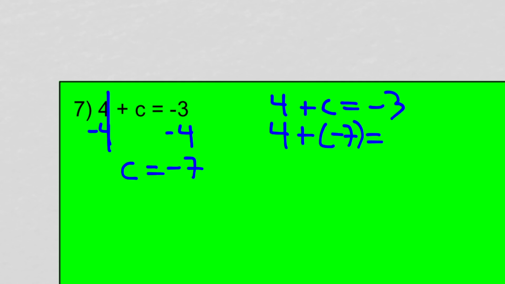On the other side, or to check it, write down the original equation and replace the c, in this case, with negative 7. And then ask yourself, does 4 plus negative 7 equal negative 3? Sure it does. And if you get that same number on both sides, you're good. C is equal to negative 7.